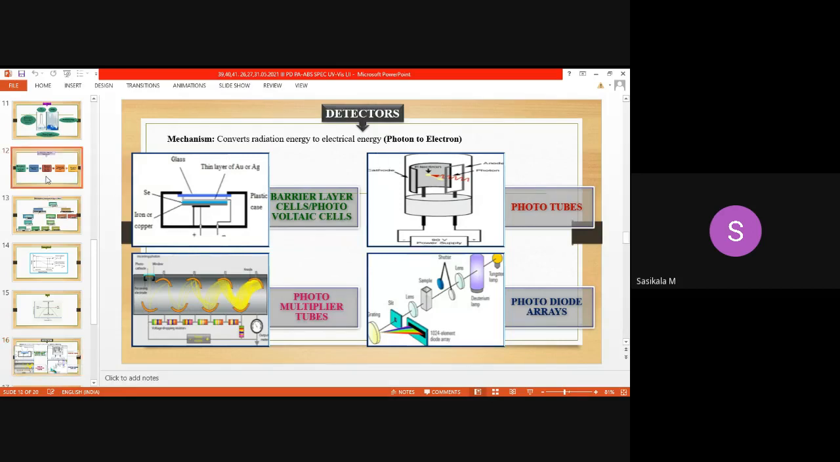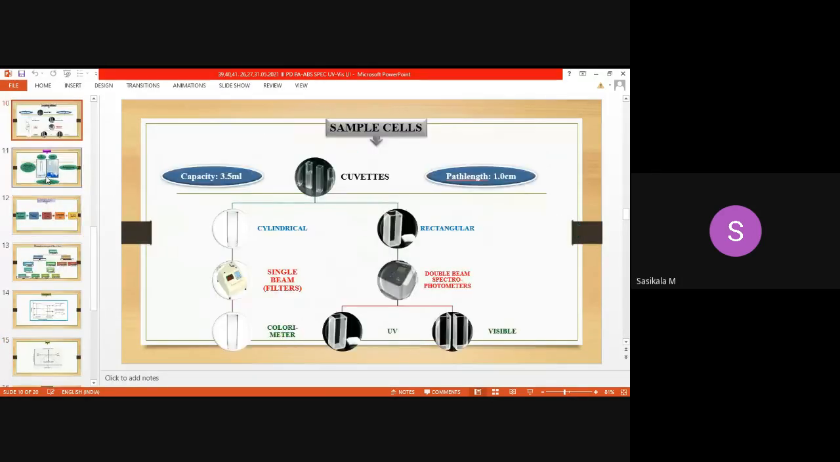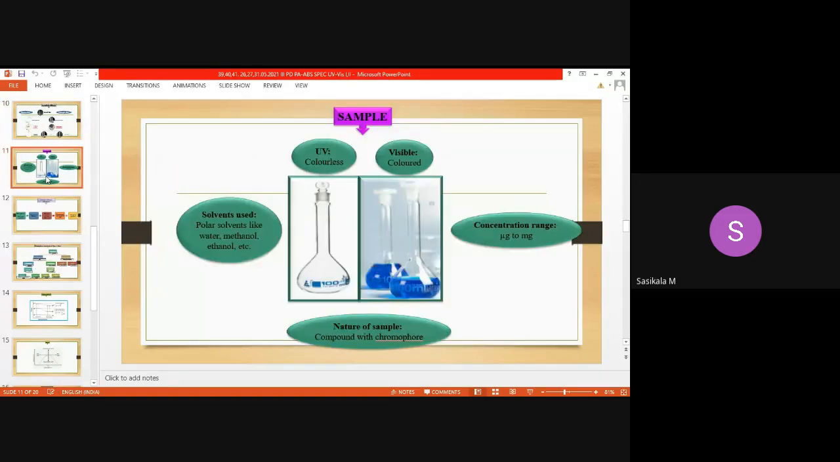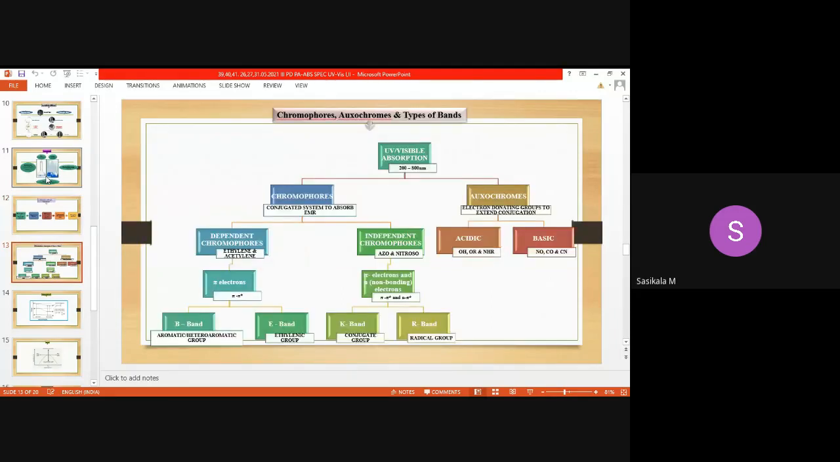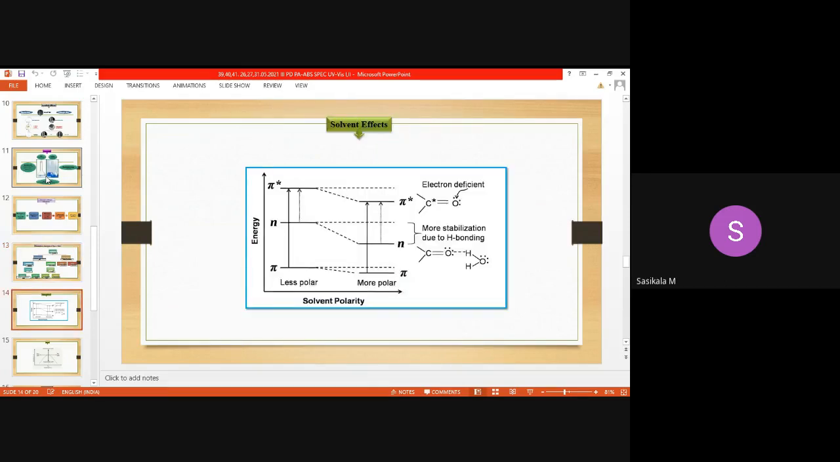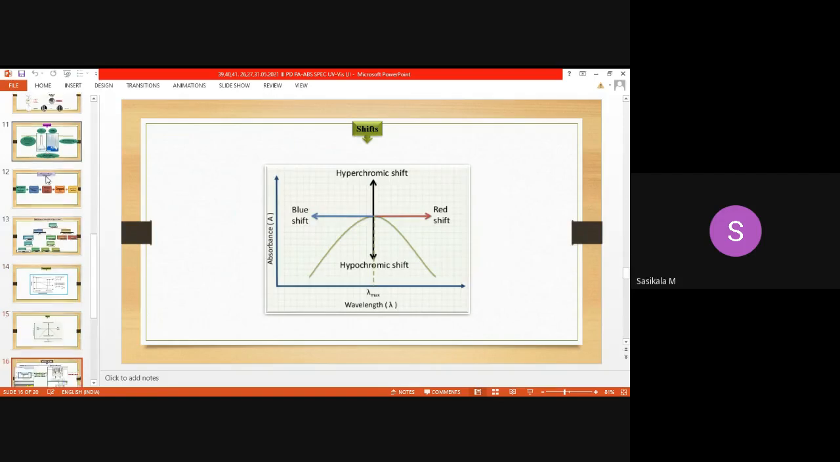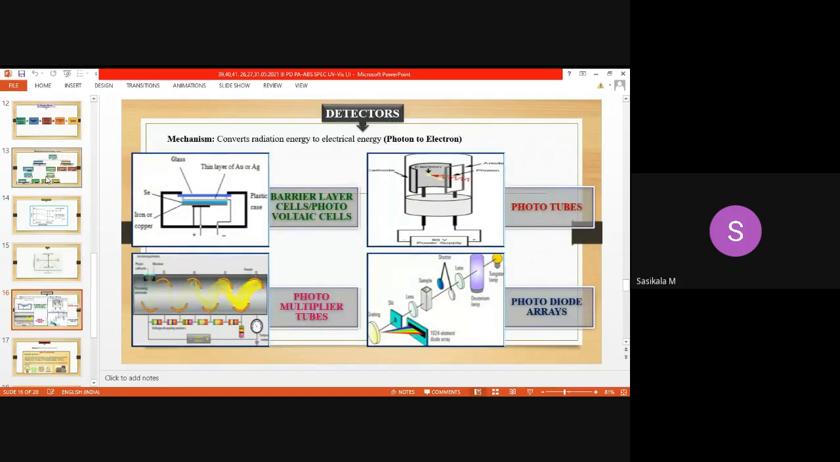So in the sample, what are all the things we have discussed? Sample cells, then the types of samples analyzed, the concentration of sample analyzed, and the mechanism behind sample absorption, which is defined by chromophores, auxochromes, and types of bands responsible for UV visible absorption, then solvent effects and shifts. These are all we have discussed under sample types in UV visible spectroscopy. Next, we'll move on to the detectors part.